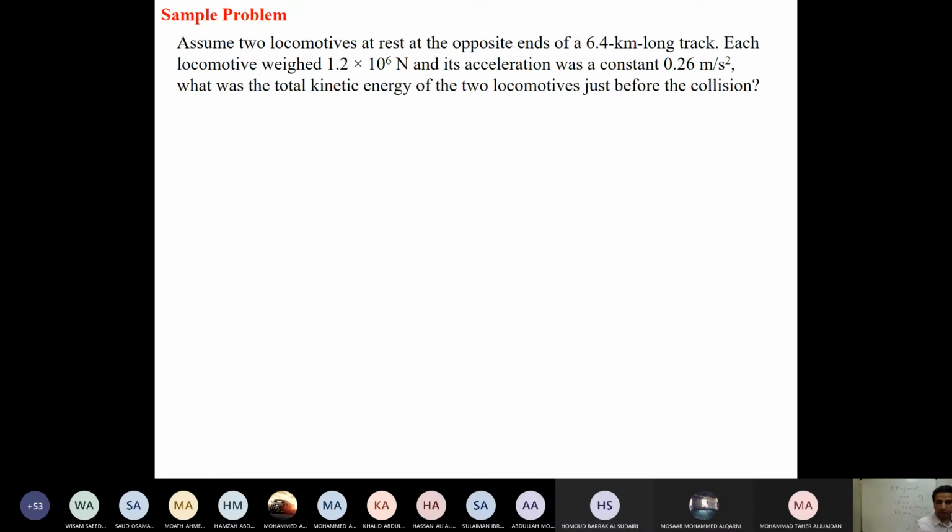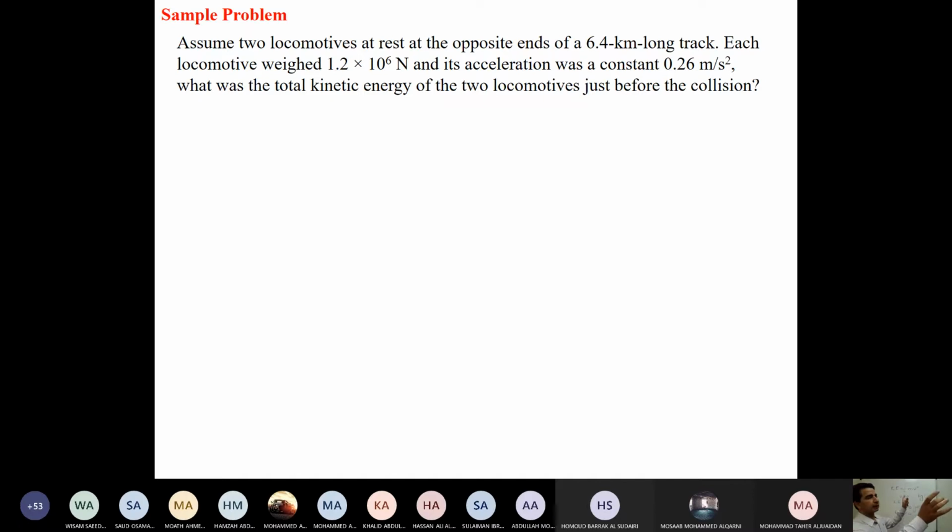Let me do this problem a little quick. Assume two locomotives at rest at the opposite ends of a 6.4 kilometer long track. Each locomotive weighs 1.2 times 10 to the power 6 Newton, and it is accelerated. Its acceleration was a constant, and that is 0.26 meter per second squared. What was the total kinetic energy of the two locomotives just before their collision?